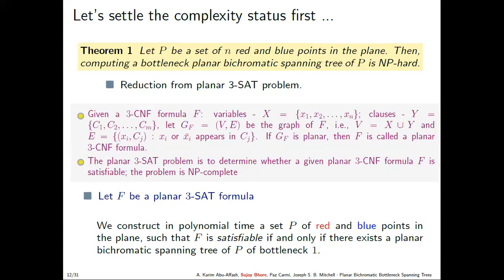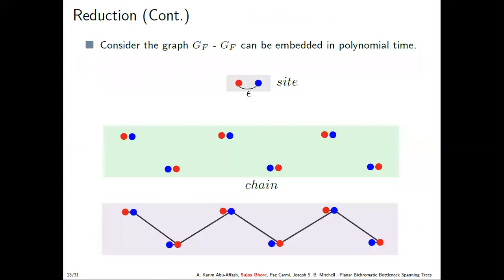So given F a planar 3-SAT formula, we construct in polynomial time a set P of red and blue points in the plane such that F is satisfiable if and only if there exists a planar bichromatic spanning tree of P of bottleneck 1. So let's consider the graph G_F, and this can be embedded in polynomial time.